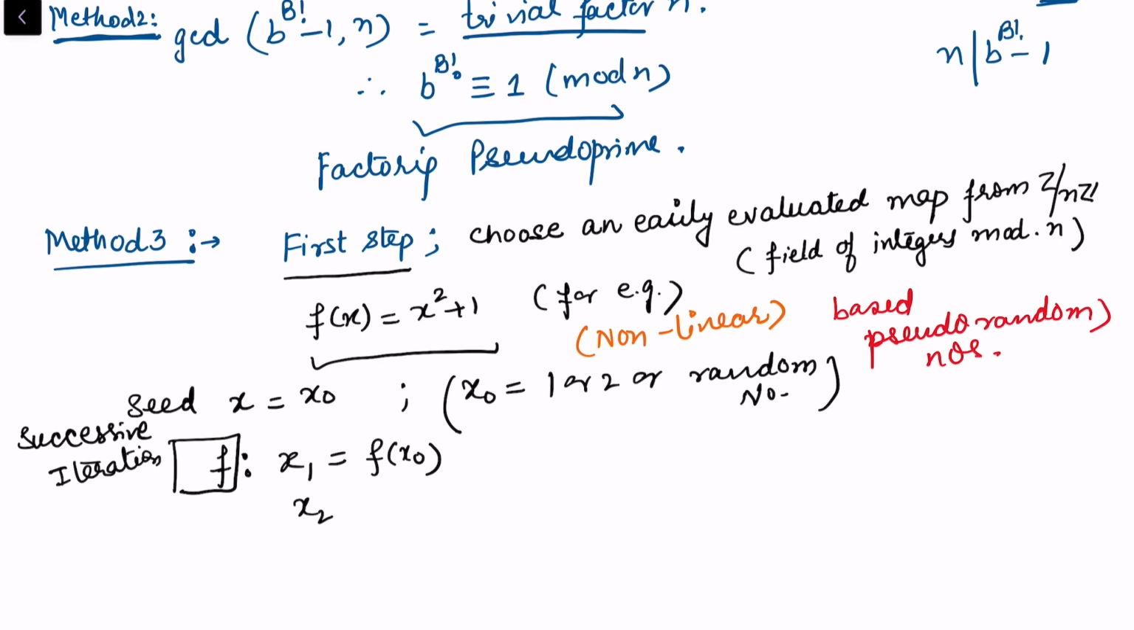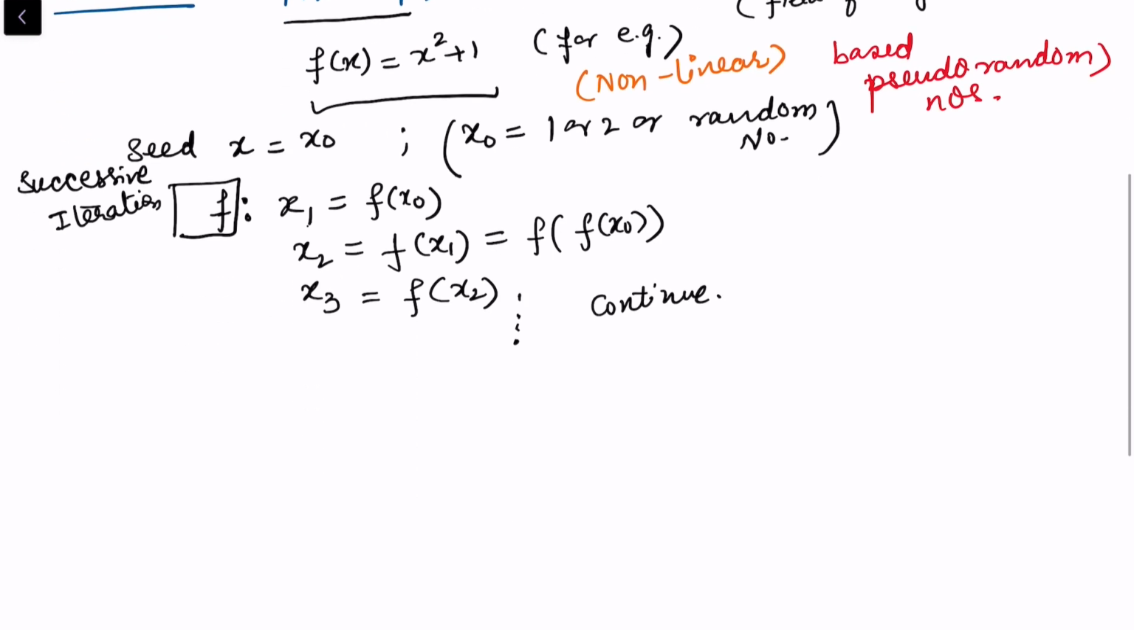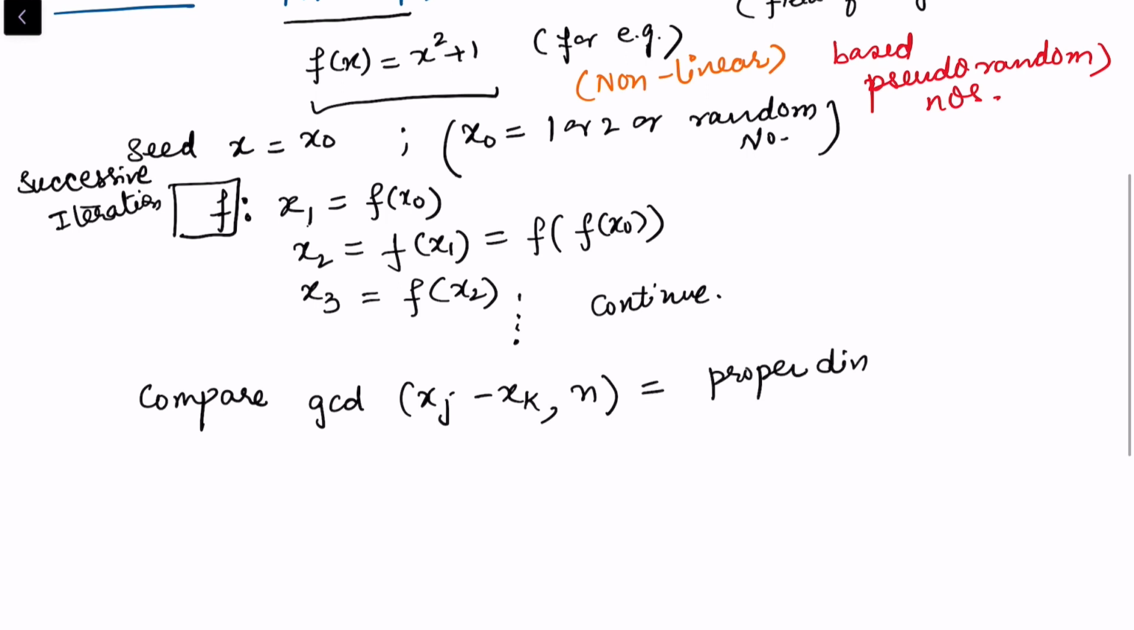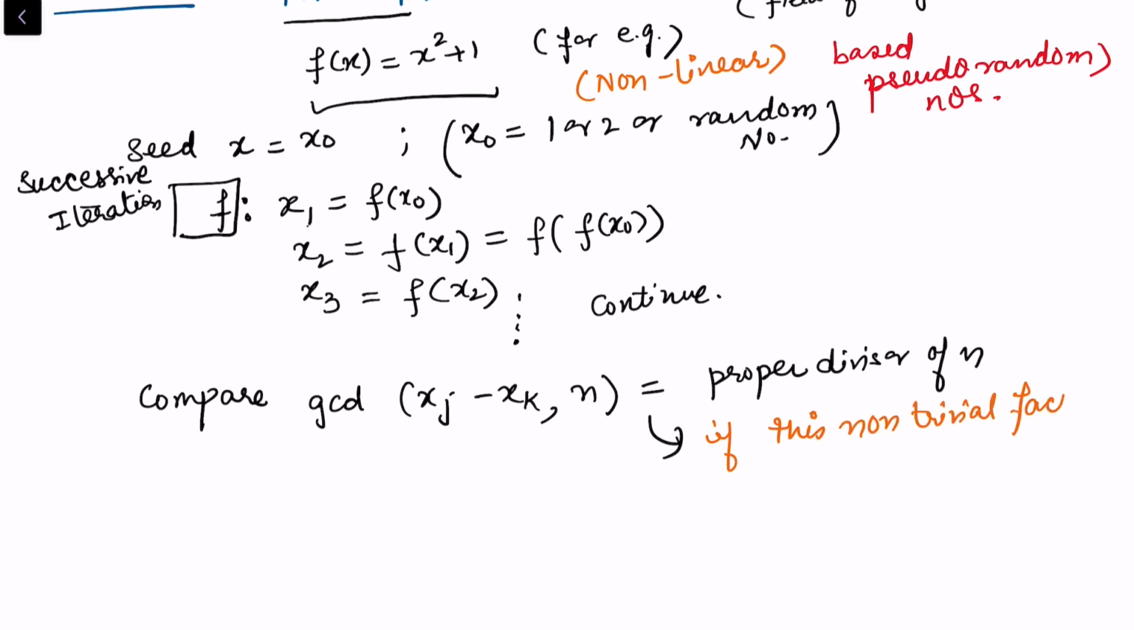So x1 is another random number that we got from f of x naught. Then x2 is another random number that we get from f of x1. And then x3 is another random number, f of x2. And we continue this process. In this continuing process, we then compare the GCD of xj minus xk for two different indices j and k. If this is a non-trivial factor of n, this will give us a proper divisor of n. Trivial factors of n are 1 and n itself. If this gives me a non-trivial factor, then definitely this gives me a factor of n.